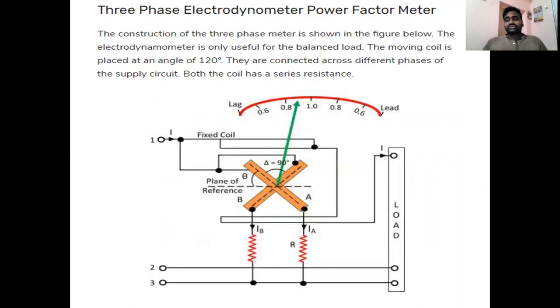The next discussion, the further classification, is the three-phase electrodynamometer type power factor meter. In the previous discussion we covered the single-phase electrodynamometer type power factor meter. The construction is quite similar to the single-phase one, but here there is a difference: the moving coils are displaced at an angle of 120 degrees.